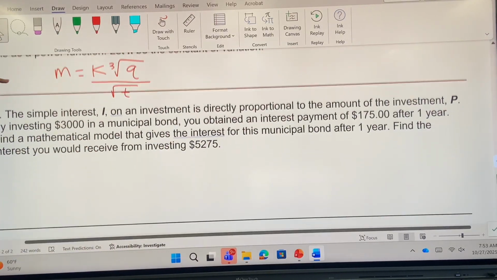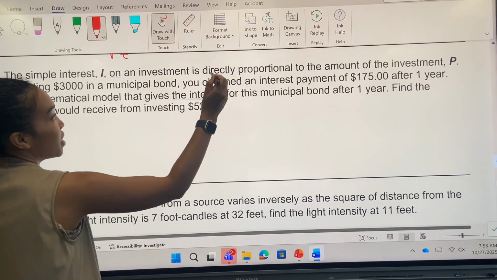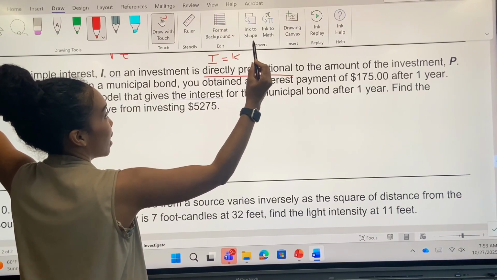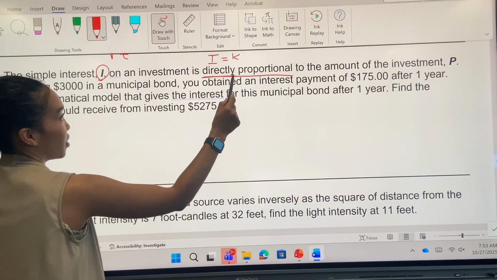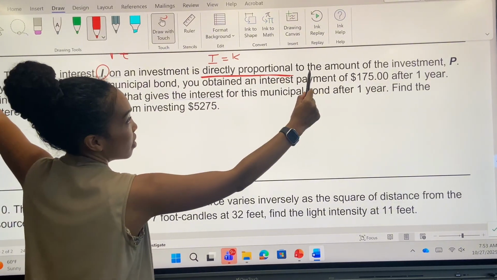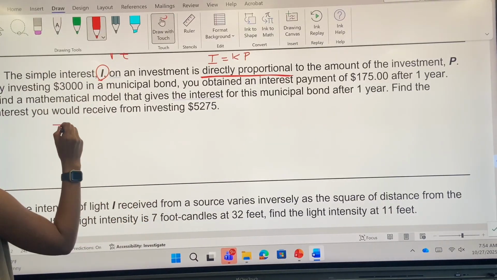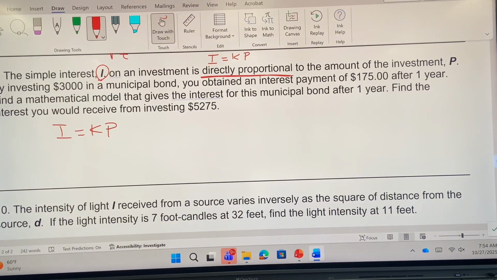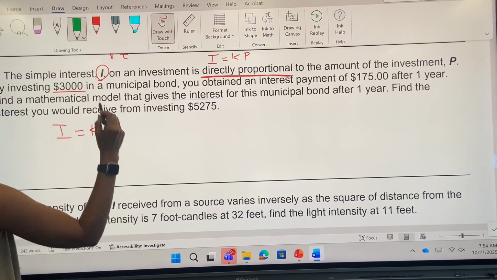All right, next one. The simple interest I on an investment is directly proportional. That's this equation. I equals k and then some variable. I is this value, it varies directly. So you're going to have k times the amount of investment P. So this is your equation. I equals KP. P stands for the principal. That's how much you're investing. That's how much you're starting with. Okay, so you're investing $3,000. So that's going to be 3,000.